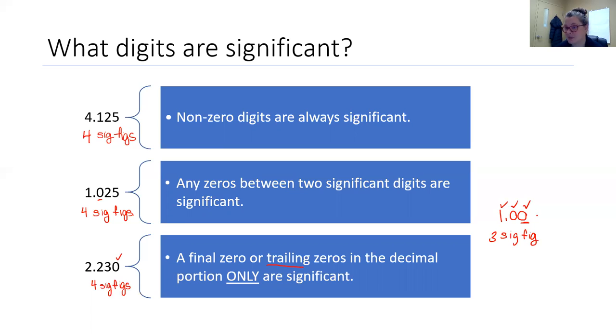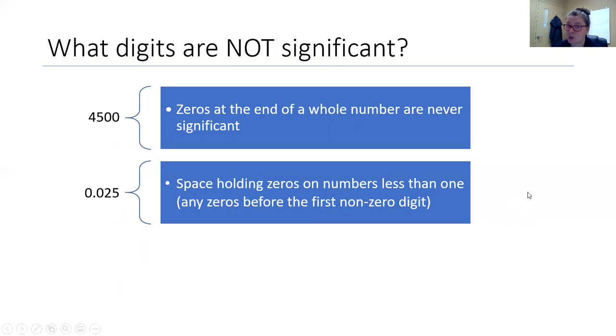Okay, so not overly complicated. Everything that's not a 0 counts. If it is a 0, you're going to look and see, is it between 2 numbers or is it at the end? If it's at the end, you count it and everything up to the numbers. Okay? What about the ones that you're not going to count? Which digits are not significant? Well, zeros at the end of a whole number are never significant.